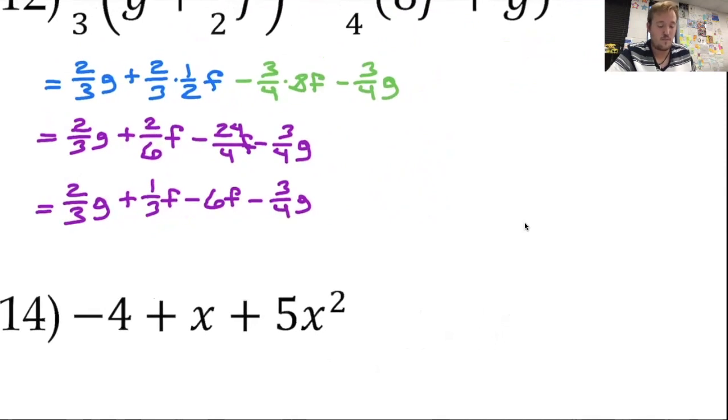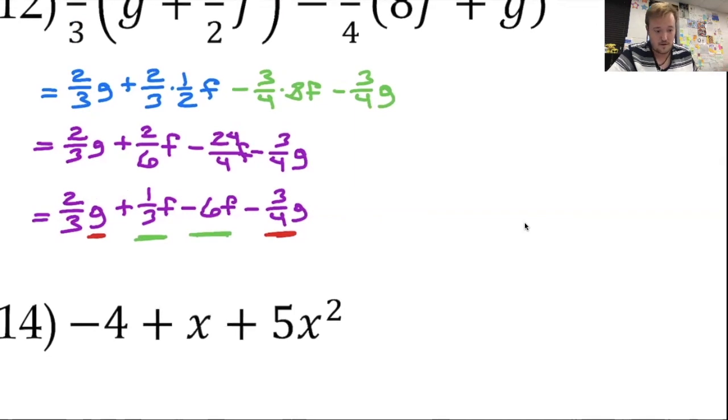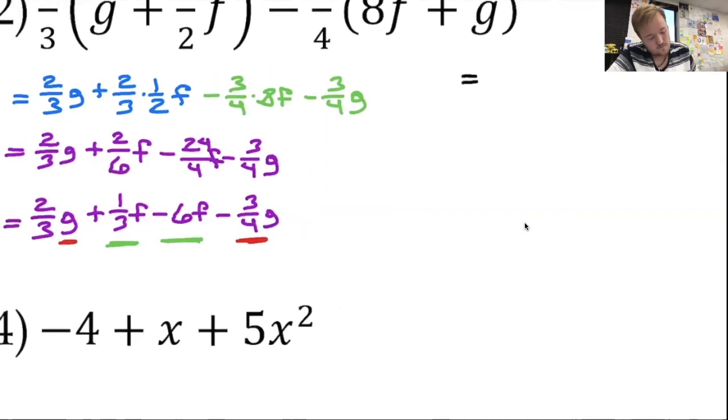So now we want to start combining our like terms. Our g's can combine, and then our f's can combine. In this case, we want to combine 2/3 and 3/4, and then we want to combine 1/3 and negative 6. In order to do that, you have to get a common denominator. Between 3 and 4, to find a common denominator, you can just multiply them together. So 3 times 4 gives you 12. So I'm going to have a common denominator of 12.